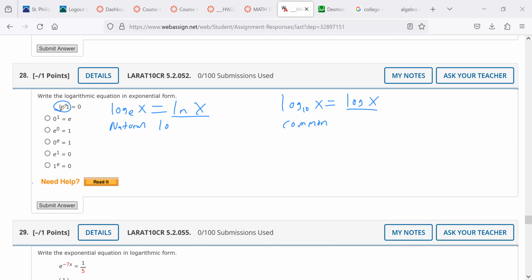But we already said earlier, if you plug in 1 to any logarithm of any base, it will be 0. Hence the statement. But if you use the definition to change it to exponential form, you can do that like we did before.